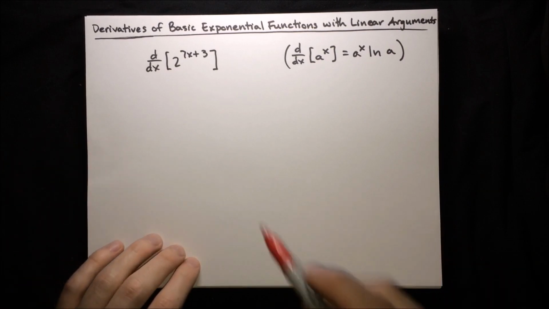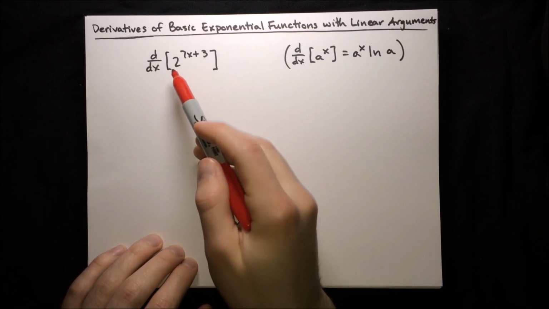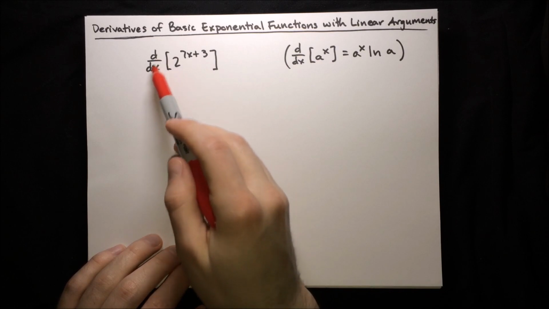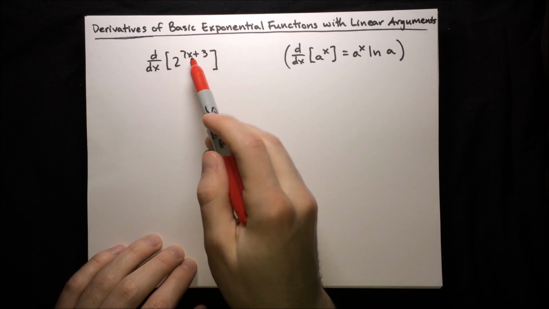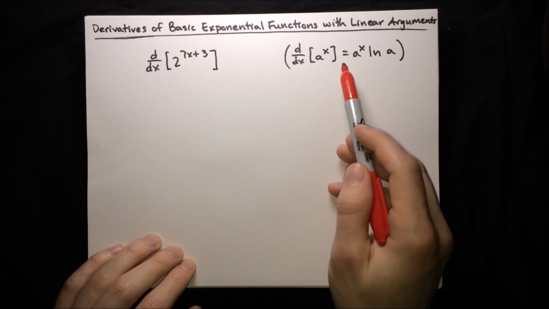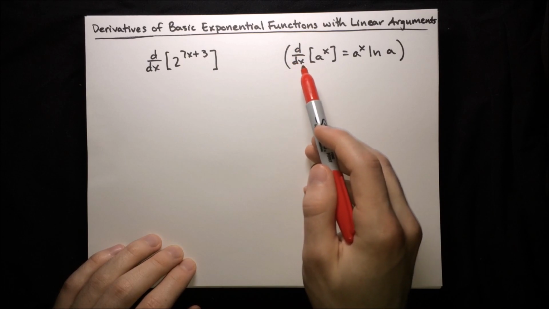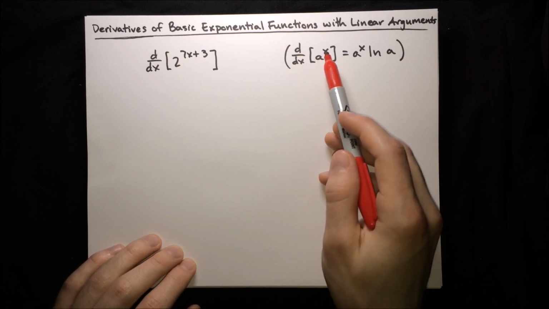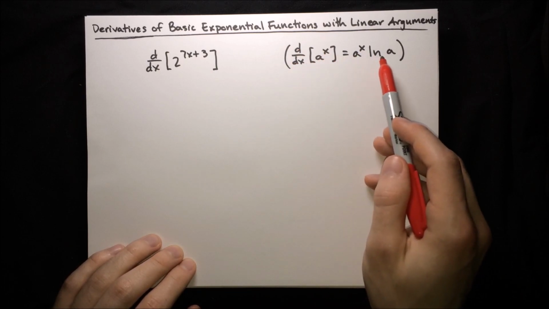Now let's consider the case when the base of the exponent is no longer e. So here we want to take the derivative of 2 to the 7x plus 3. The base is 2 instead of e. So how do we approach this problem? Well, we've got a rule that we know for taking the derivative of any number a raised to the x power. That's just a to the x times natural log of a.